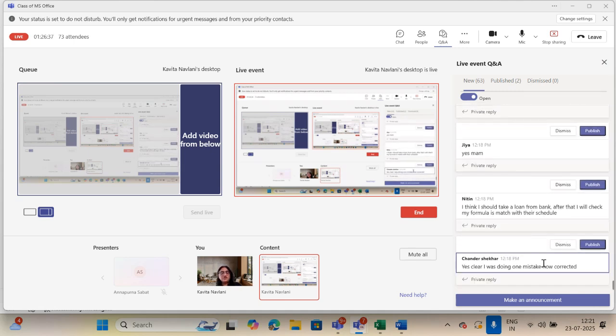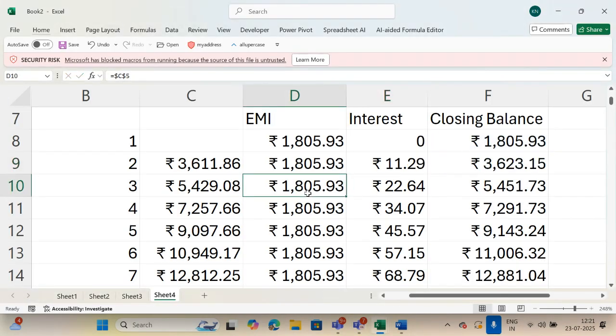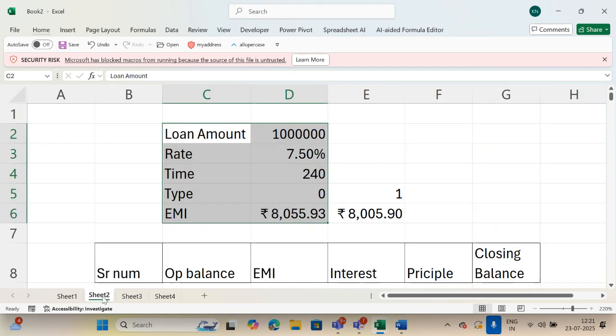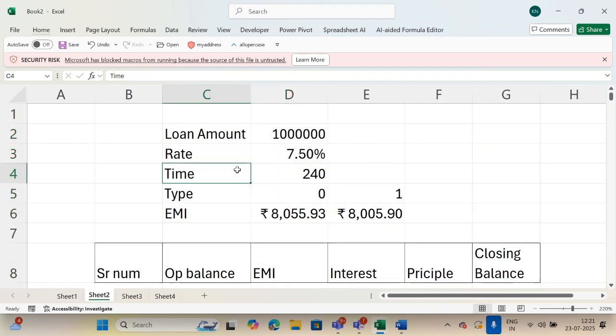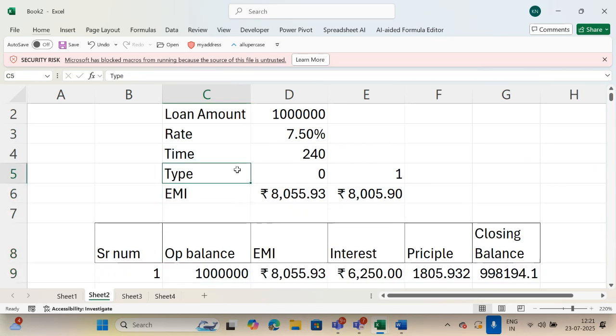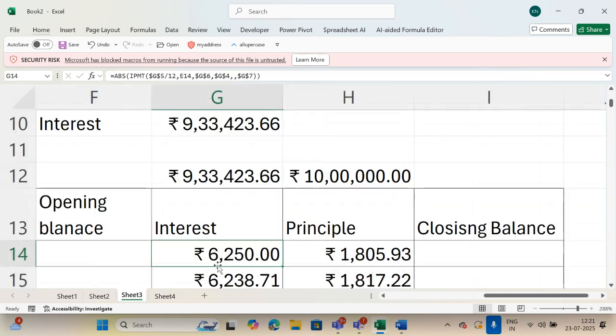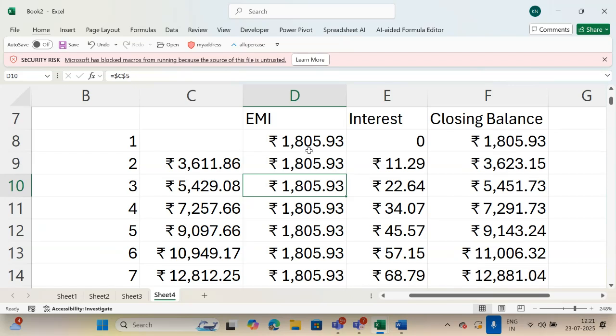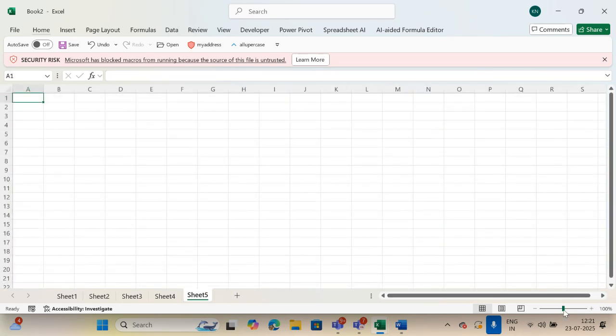So now this is your task. Just create this same amortization chart with type 1 and feel the difference. What is the difference? If you pay the 1805 in the first month, then what will be the interest from the first month? And tomorrow you should give me the explanation.